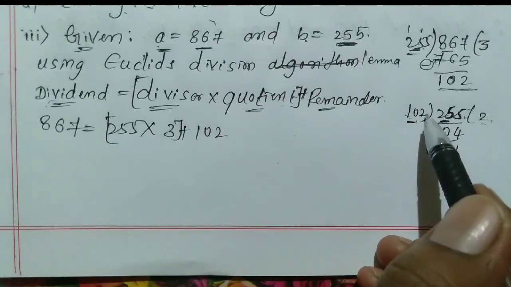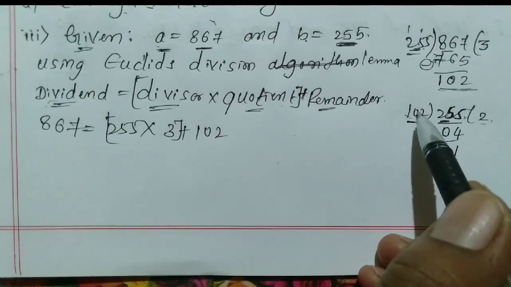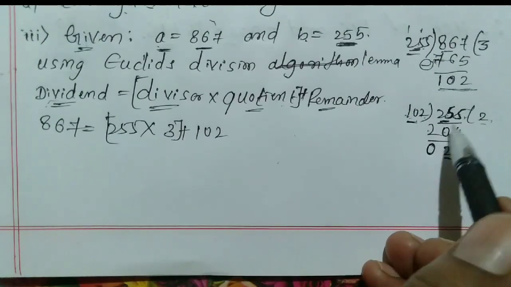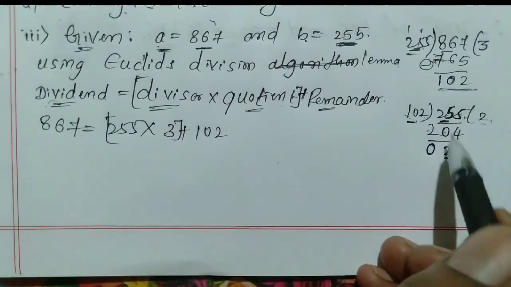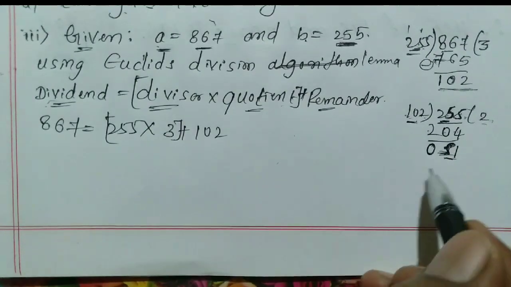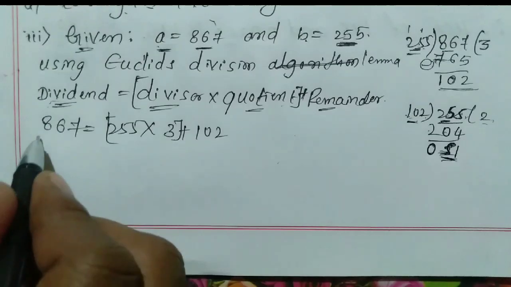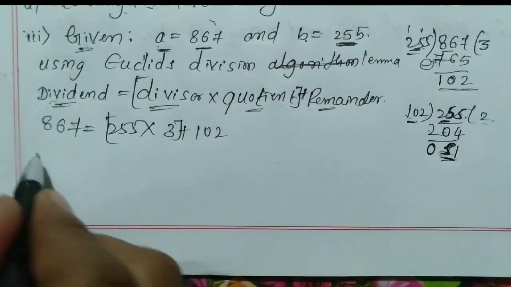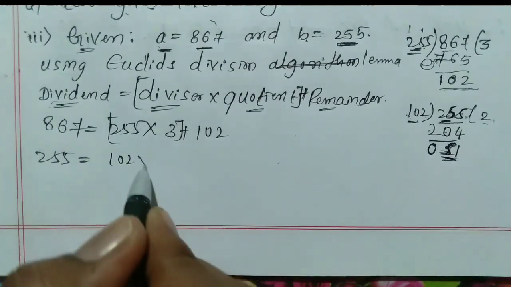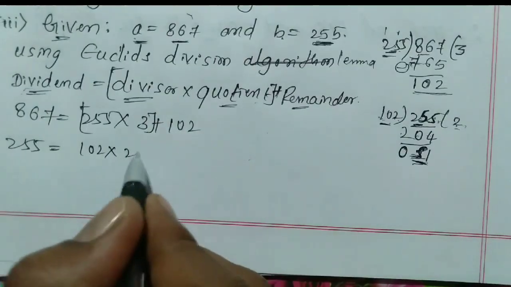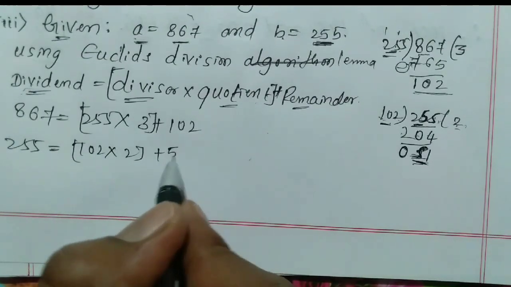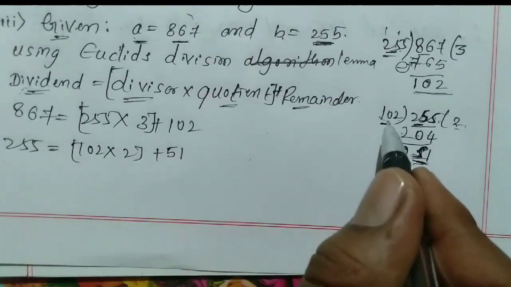10 how much is 20? 10 twos are 20, right? So you can multiply this 102 by 2. 2 twos is 4 and 2 tens is 20. 5 minus 4 is 1. 5 minus 0 you can write here 5. Then you can write here dividend is 255, which equals divisor 102 into quotient 2, plus remainder is 55.